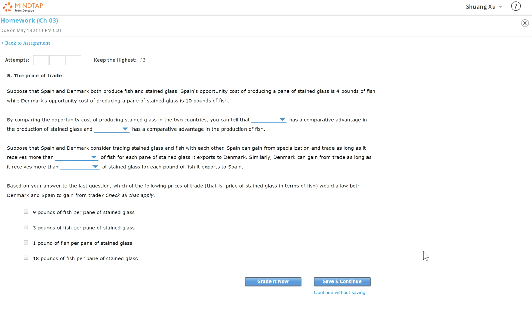Hey guys, we're going to do number 5 in your chapter 3 homework. It's about the price of trade. Suppose Spain and Denmark can both produce fish and stained glass. Spain's opportunity cost of producing 1 pane of stained glass is 4 pounds of fish, while Denmark's opportunity cost of producing 1 pane of stained glass is 10 pounds of fish.